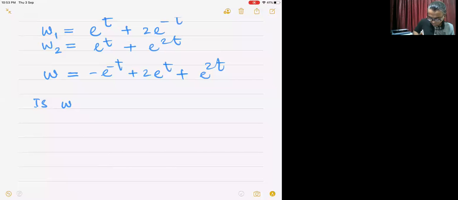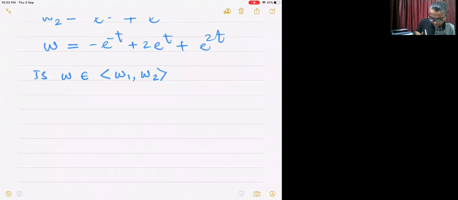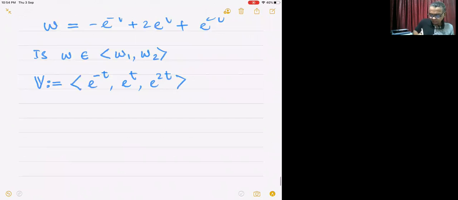is w in the span of w1, w2 over real numbers? For that, we first notice that we can look at this vector space V. Define V as the span over real numbers of e to the power minus t, e to the power t, and e to the power 2t. One can check that these three vectors are linearly independent. This goes to you as homework.